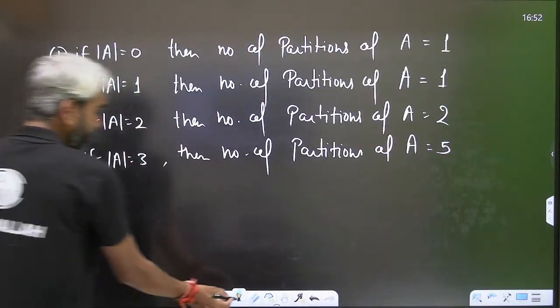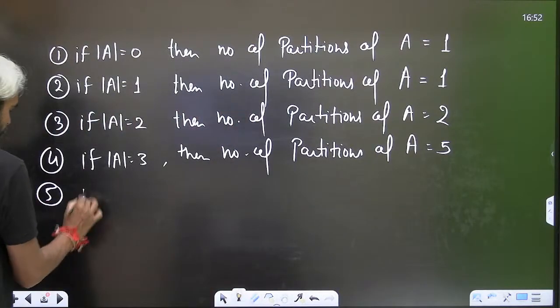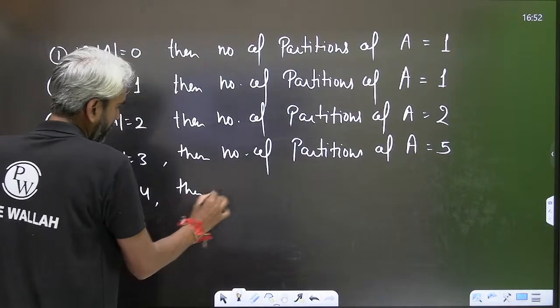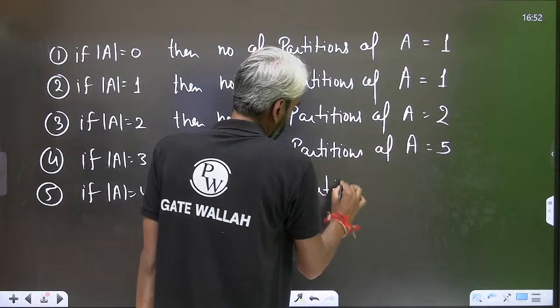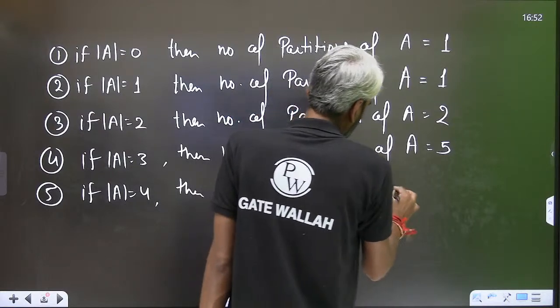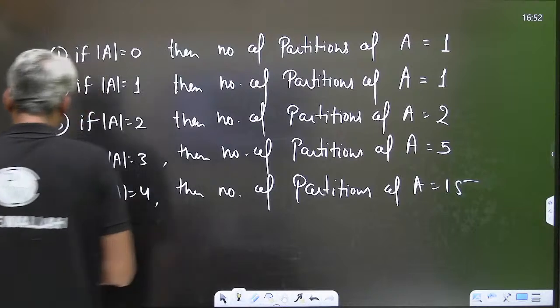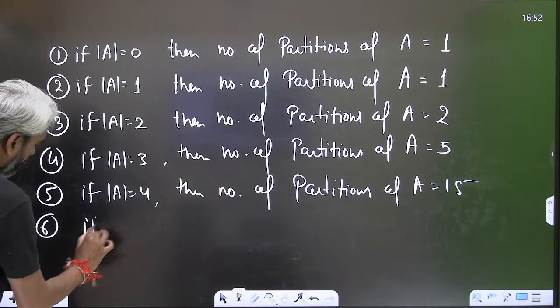So if somebody asks me that if mod A equals 4, then the number of partitions of A will be equal to 15. Next one, I'm giving it to you: what if mod A is equal to 5?